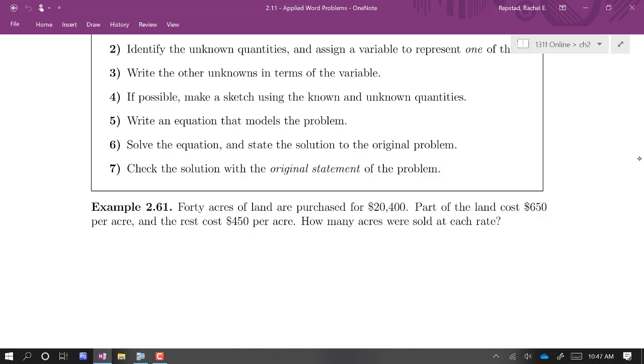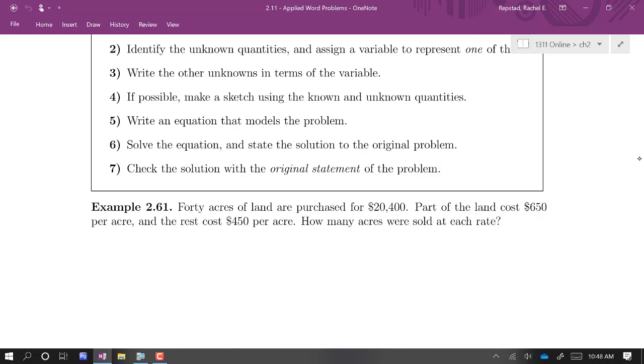So let's begin. In this first example, they say that we've got 40 acres of land that are purchased for $20,400. Some of the land costs more than the other. Some of the land costs $650 per acre, and the rest costs $450 per acre. So we want to know how many acres were sold at each rate. There are two things we don't know here: how many acres were purchased at $650 per acre, and how many acres were purchased at $450 per acre.